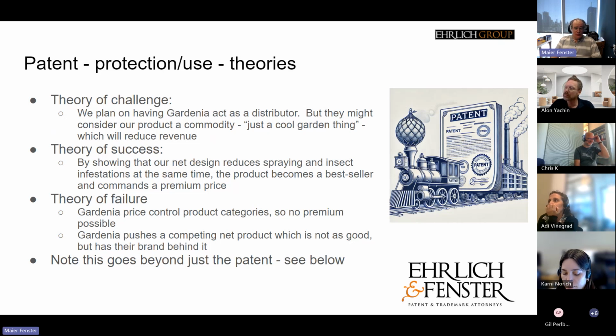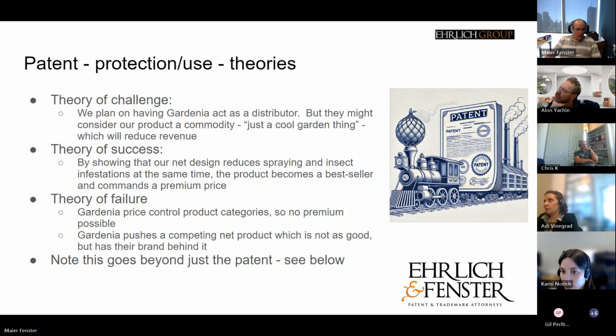So that's my challenge. My theory of success, and feel free to say it's misguided, is that I'm going to show that we save on spraying and we reduce insect infestation, and it's going to sell so well, and therefore it's going to turn into a premium product with a premium price. But we also have a theory of failure. Gardenia is a price controlled product category, so once you get in, there is no premium, there's no choice. And another theory of failure, they might push a competing product, which is not as good but has their brand behind it, and that will make my product even more commodity.